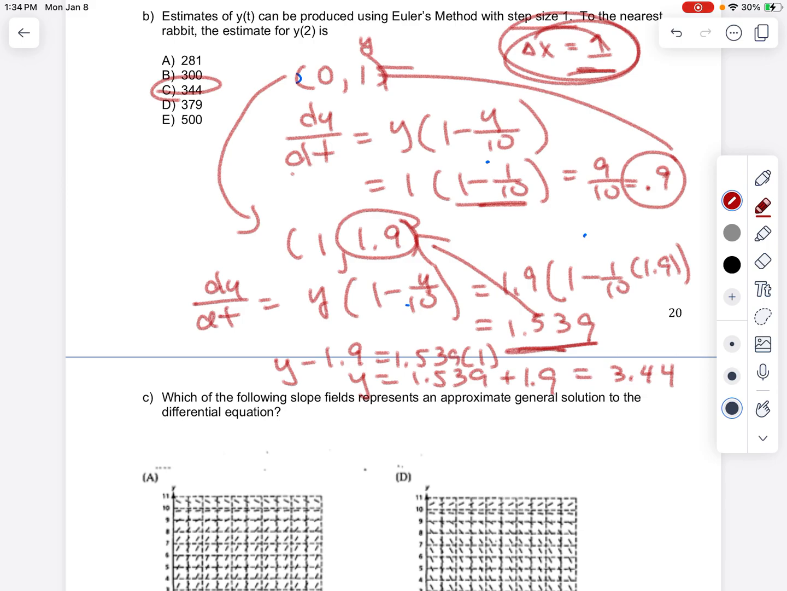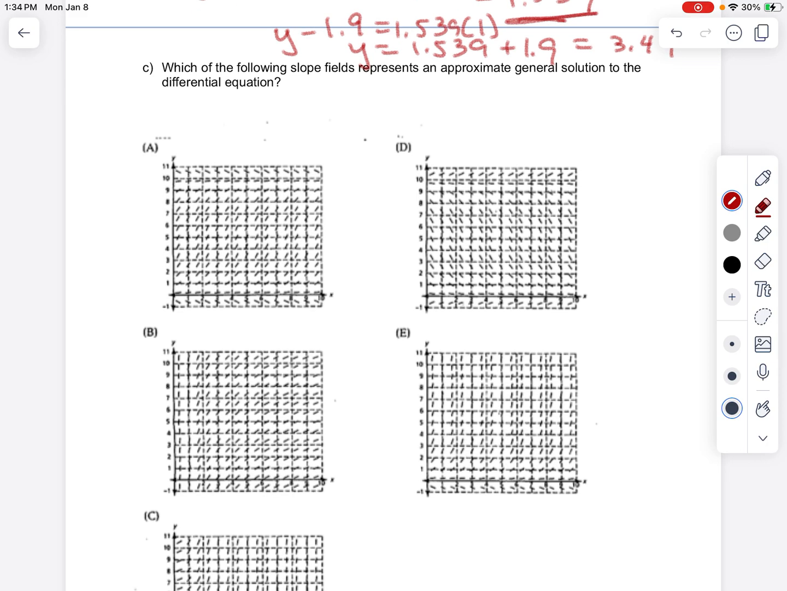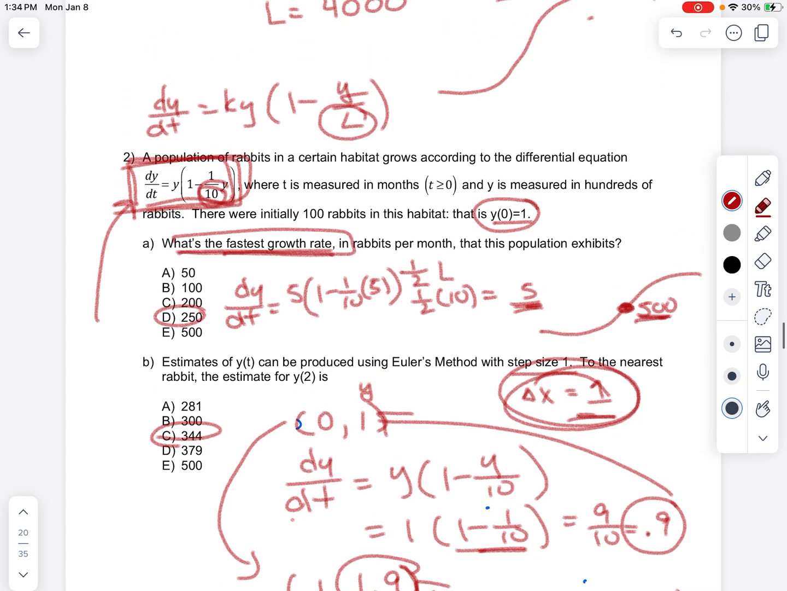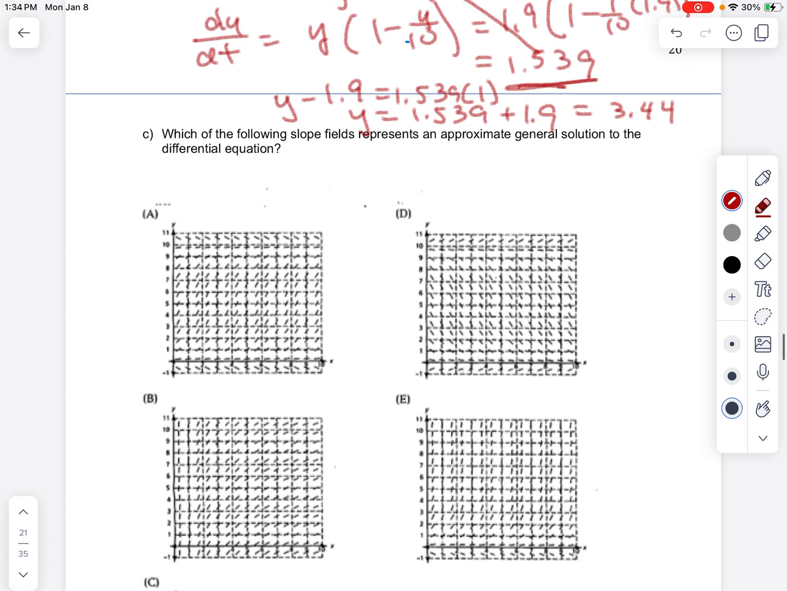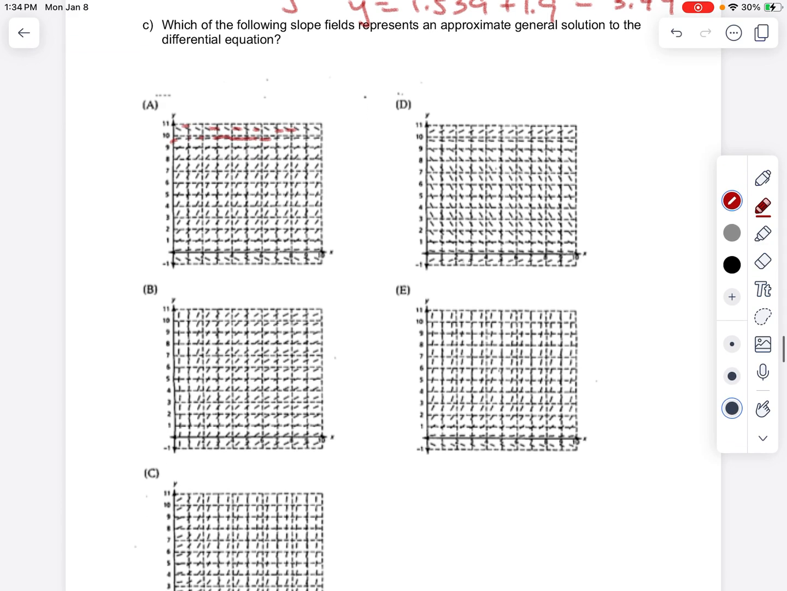Now, last one is now the same problem, but can you identify the slope field that matches with this? Okay, I know this is a little bit blurry, so it's hard to tell. But we did notice here that our carrying capacity was 10, so we want to see a horizontal asymptote at 10. So I know it's a little bit hard to see, but it looks like here you're approaching 10. This one, there's definitely not a horizontal asymptote at 10.